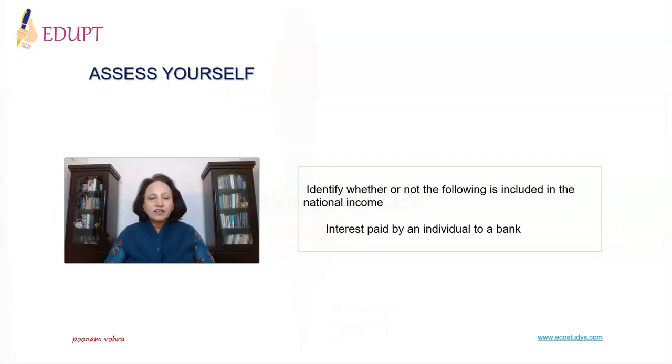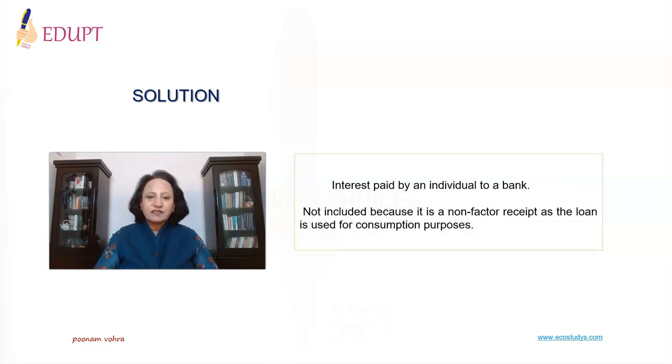Now look at this statement and identify whether this is included in the estimation of national income or not. Interest paid by an individual to a bank. Please check your answer. This statement is not included in the estimation of national income because it is a non-factor payment, as the loan is used for consumption purposes, since such loan is taken by an individual from the bank.